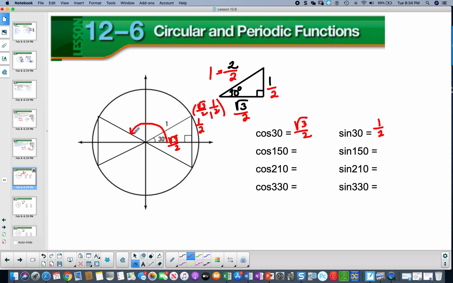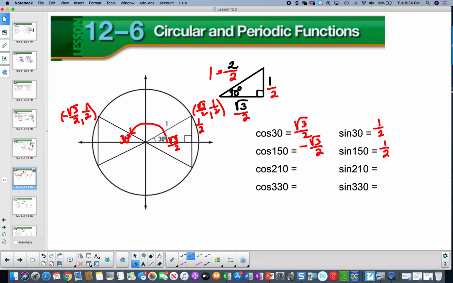and 150 degrees means that the reference angle is 30 degrees. So again, the x coordinate will be the long leg, which will be negative root 3 over 2, and the height will be the short leg, which is 1/2. And now that I know the x and y coordinate, I can identify the cosine of 150, which is negative root 3 over 2, and I can identify the sine of 150, which is 1/2.